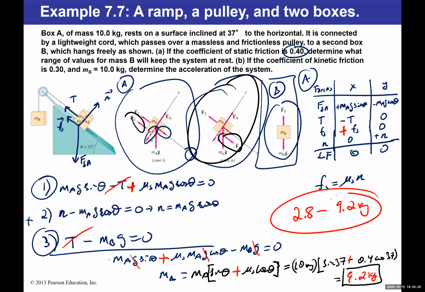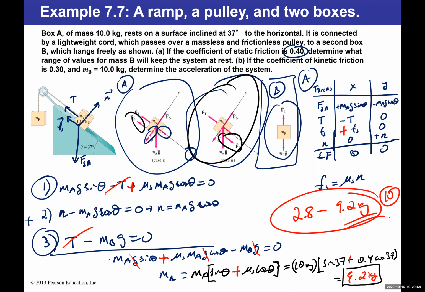Otherwise, outside of that, the system basically accelerates. Okay, now let's do this. Now it says if the coefficient of kinetic friction is 0.3 and mass of B is 10 kilograms, well, what does it mean, 10 kilograms? Well, it means beyond the range of equilibrium, which means that it's not too heavy, right? And it's gonna slide down.